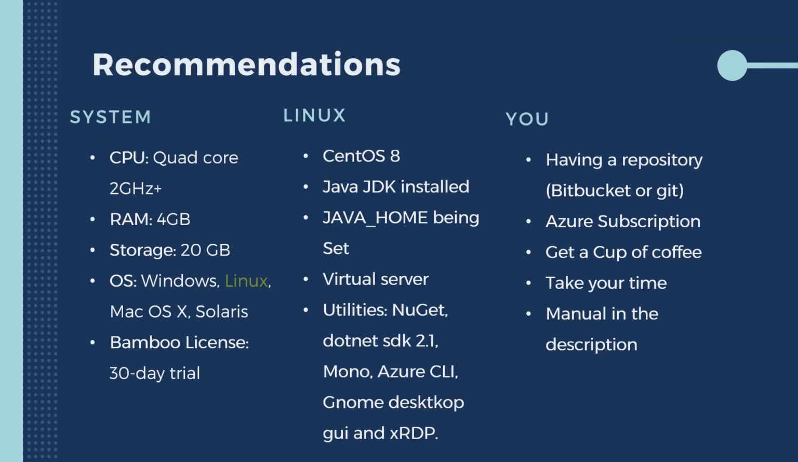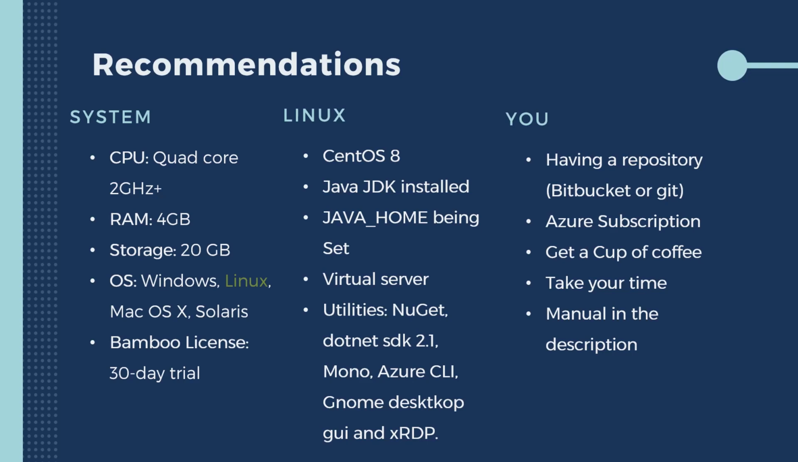So we are now at the recommendations. For the system recommendations, we recommend to have a CPU of quad-core 2 GHz, for the RAM 4 GB, for the storage 20 GB, for the operating system we are going to use Linux CentOS 8, but you can also use Windows, macOS or Solaris. And for the Bamboo license, there is a 30-day trial that you can receive if you register on the website.